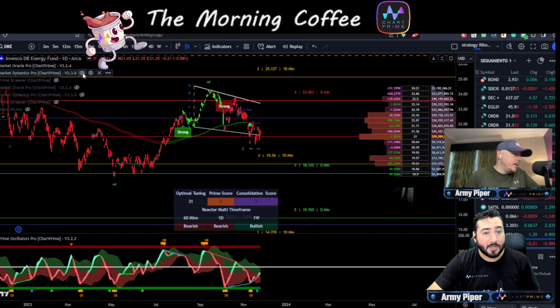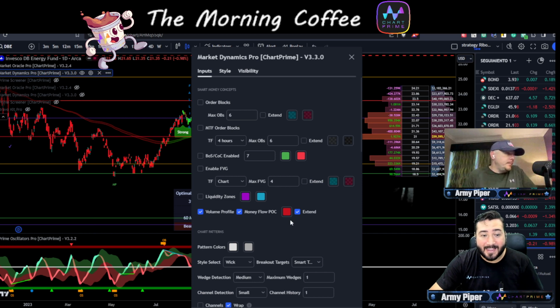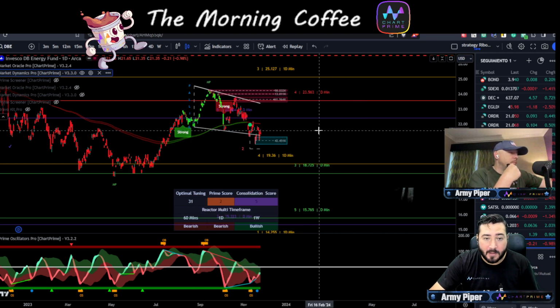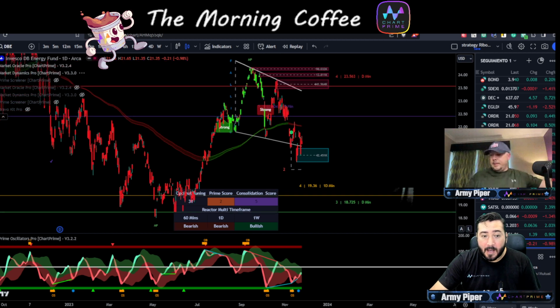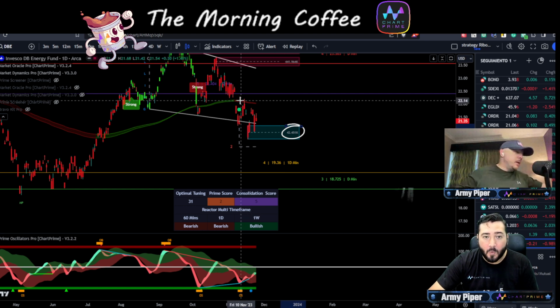So for that, I'm going to be turning on my support and resistance on my market dynamics. I'm going to be clicking this gear icon here, and I'm going to be turning off just for now the momentum flow POC, and also turning off the volume profile, which is the side one. I'm also going to be adding order blocks, and that will be it for the time being. All right. So guys, what do I see right here? I see a big order block. All right. What do I also see here?